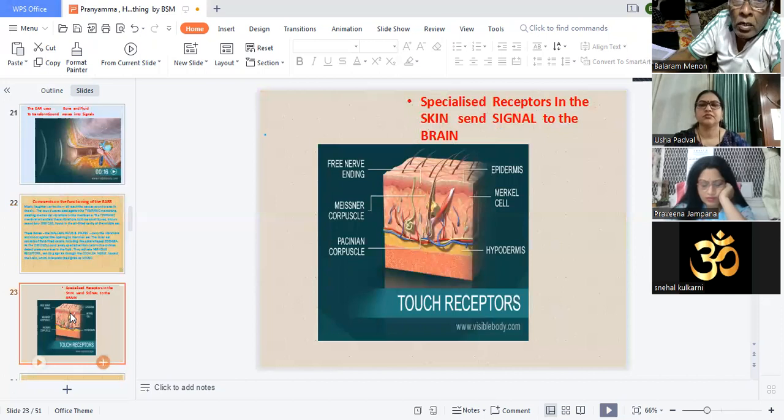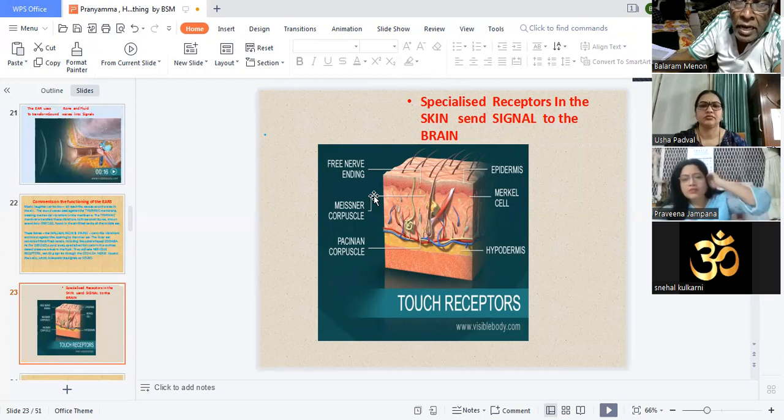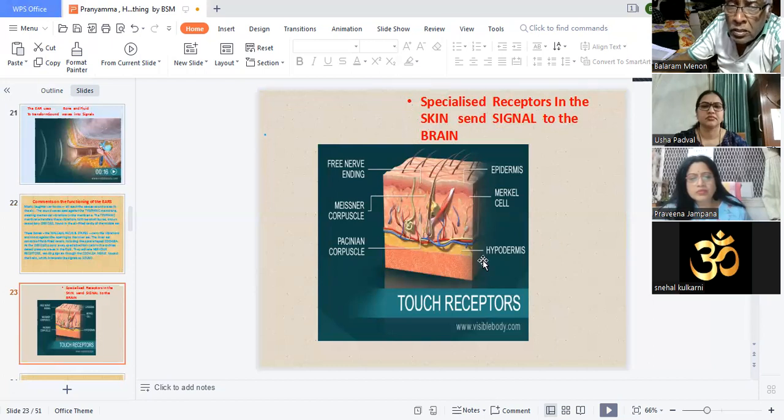Now, specialized in the skin. Now we come to the skin, dermis and epidermis. Epidermis is the outer layer, dermis is the inner layer. Then we have the cells inside the skin: free nerve endings, touch receptors. The inside part is known as hypodermis, and the outer part is known as epidermis. Are you getting this point? See this inner layer, the light orange color is hypodermis.